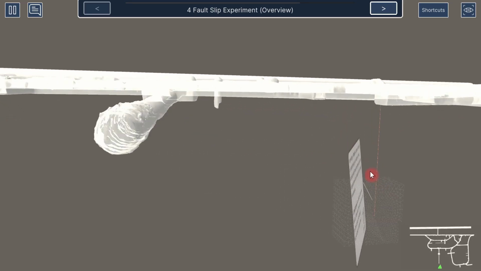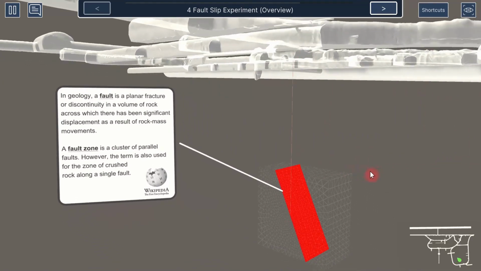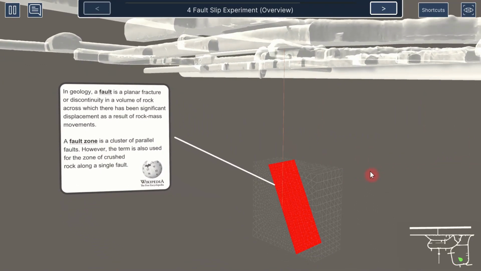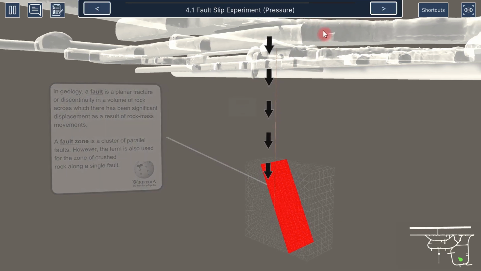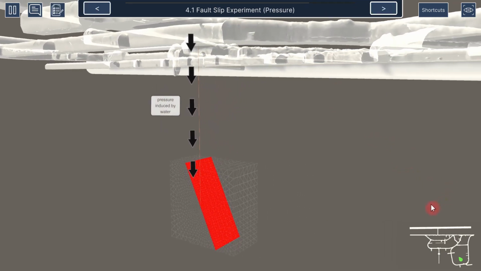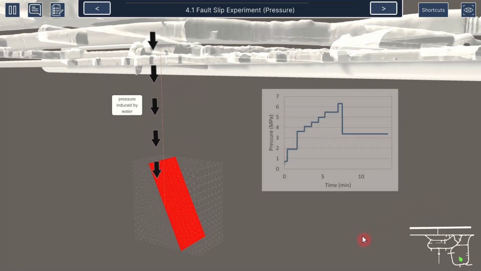This viewpoint illustrates the last experiment that we want to show you in our tour, the fault slip experiment. Here, the red surface represents a part of a fault in the opalinous clay. The fault slip experiment investigates the effects of increasing the water pressure in this structure. Water is pumped through a borehole into the fault in several steps of varying pressure.